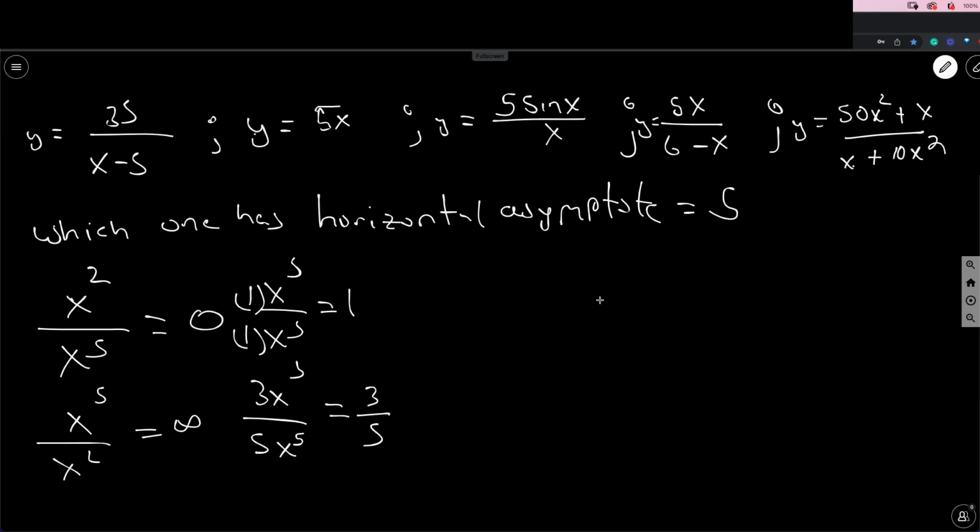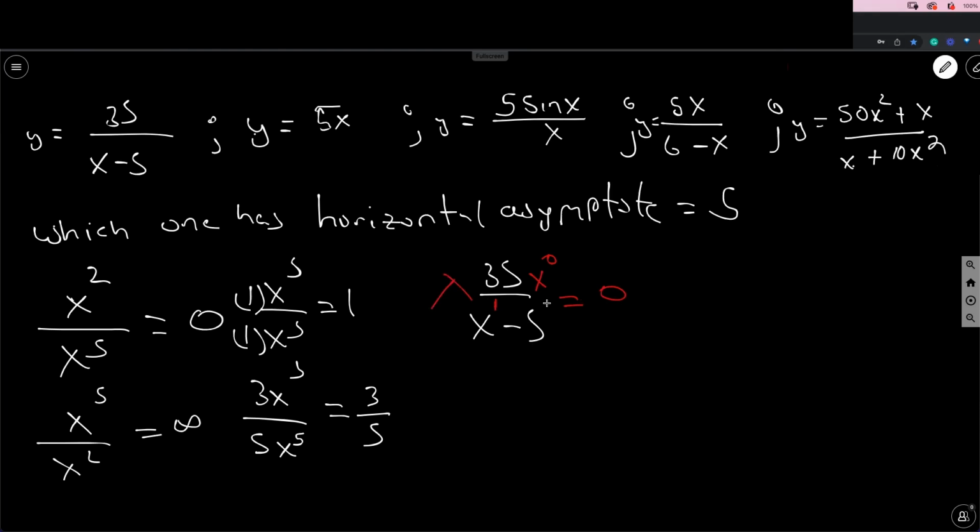So for the first one, you have 35 over x minus 5. Well, you see in the bottom, x has a power of 1 here, but in the numerator, you don't see an x. Well, technically, if you don't see an x, it becomes x to the 0 power, which is just 1. So now you see that 0 is less than 1, so this horizontal asymptote value is 0. So this is not it.